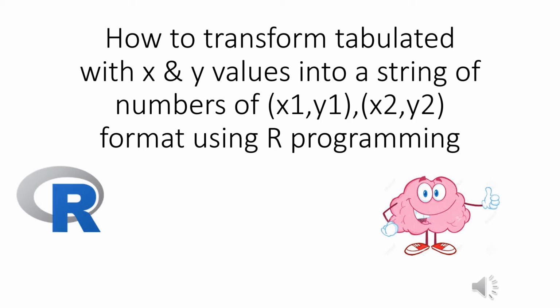Hi everyone, today we are going to learn how to transform tabulated values that could be present in Excel sheets into a string of numbers that can be represented as bunches of x and y's that are separated by commas in specific brackets for each set of x and y values, and this can be done using R programming. I hope this helps you, and it is a very interesting thing to learn because you can use it in multiple places for plotting different specific coordinates.